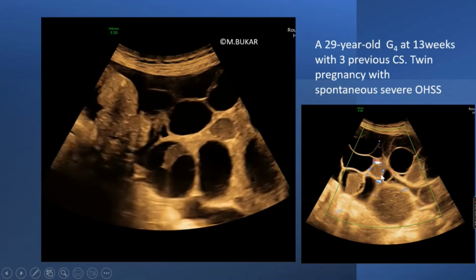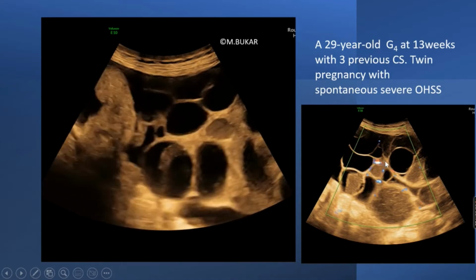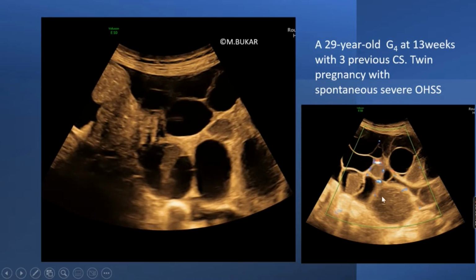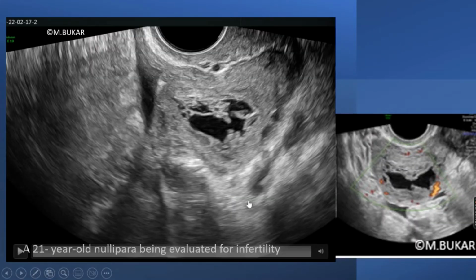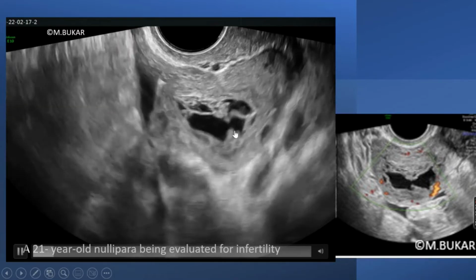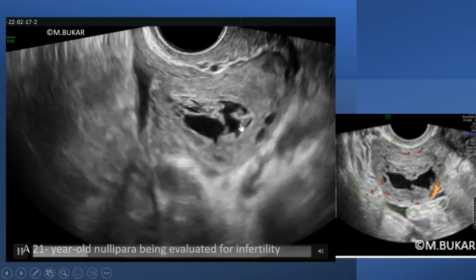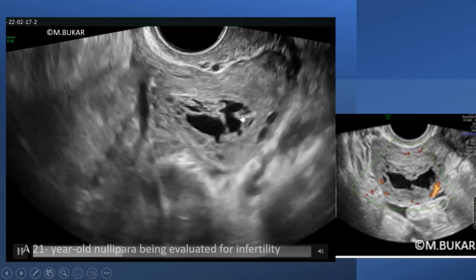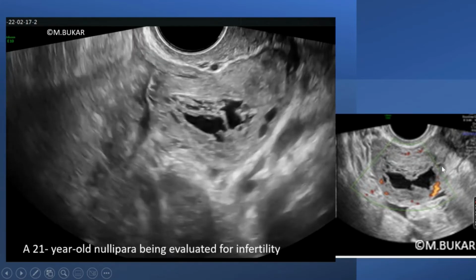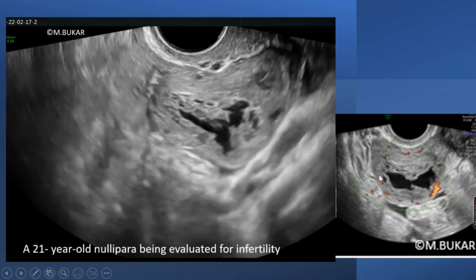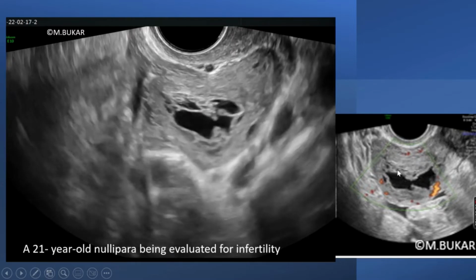Blood clot will not take up color. What has taken up color here is the septa, not blood clot, because blood clot is not a live tissue and so will not take up color. Now this is a 21-year-old being evaluated for infertility, note the movement here. So this is blood clot, not papillary projection. You can see the still image here, color flow within the walls, but not within blood clots.